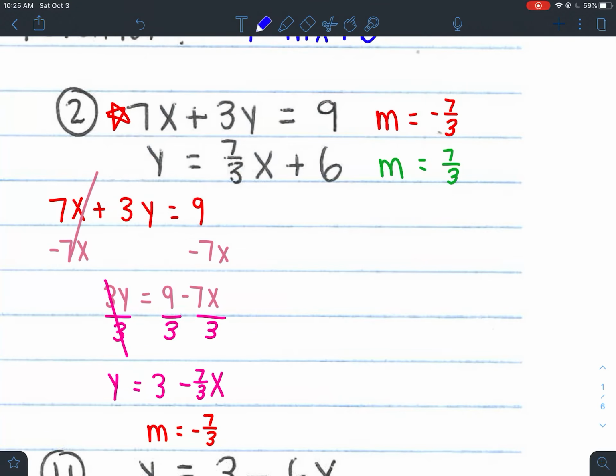So the question is, are these parallel to each other? They are not. They have to be exactly the same. So because one's negative and one's positive, it makes them not exactly the same. So these are not going to be parallel.